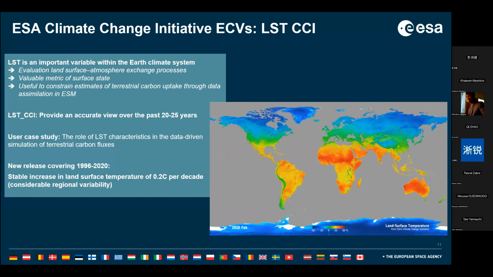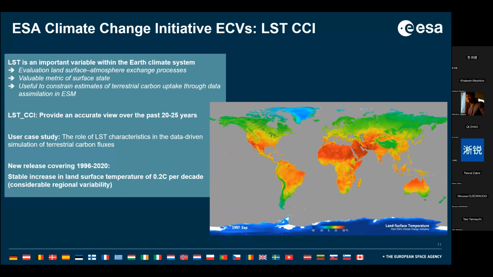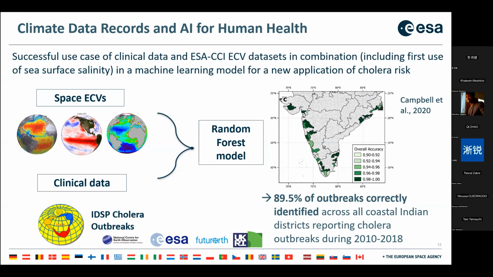We have this data set presented here, spanning the last 25 years, and the records show a stable increase in land surface temperature of about 0.2 degrees Celsius per decade, although there is considerable regional variability within this.